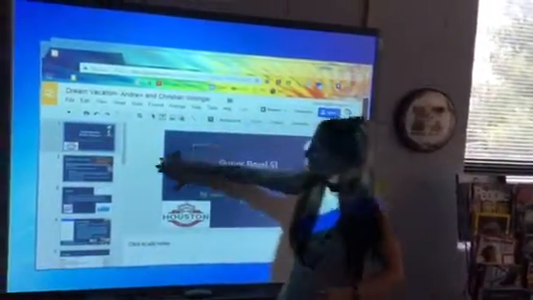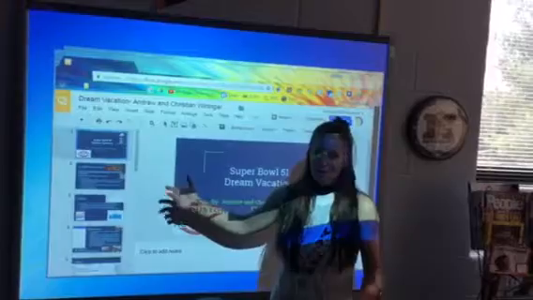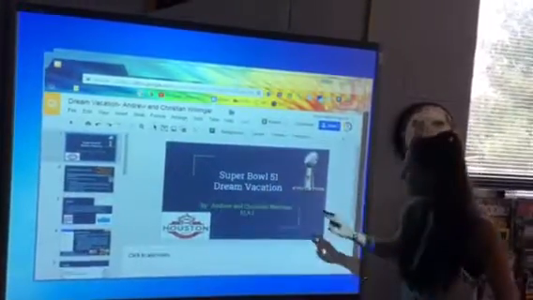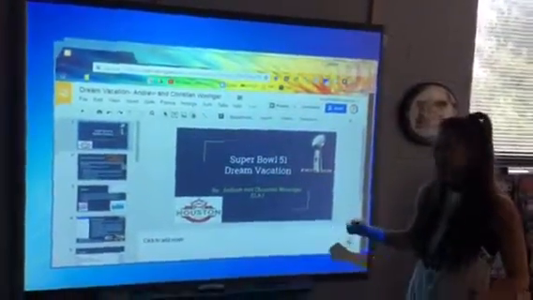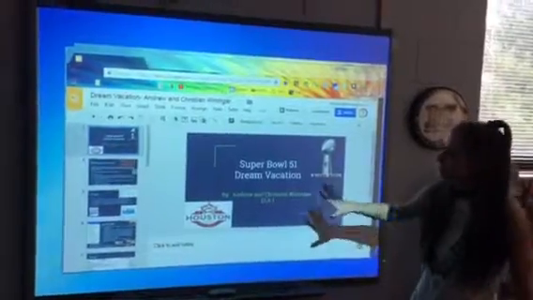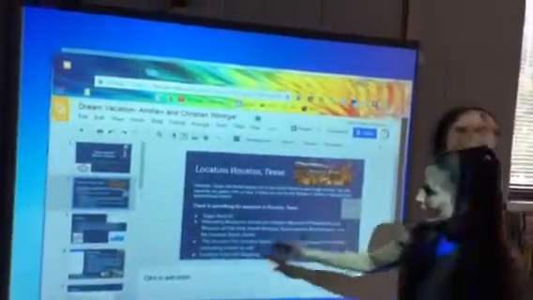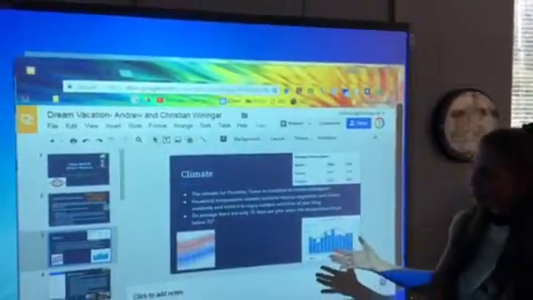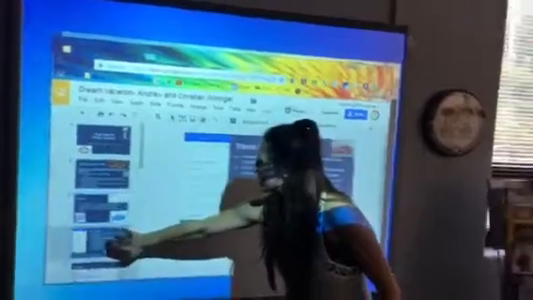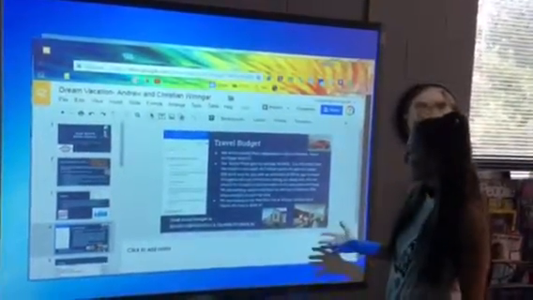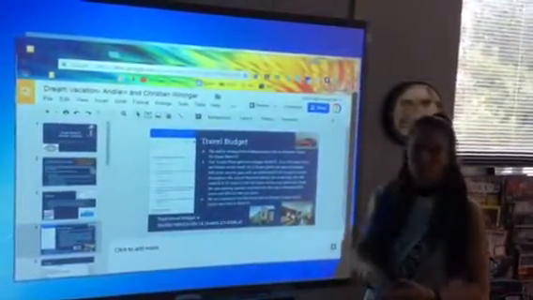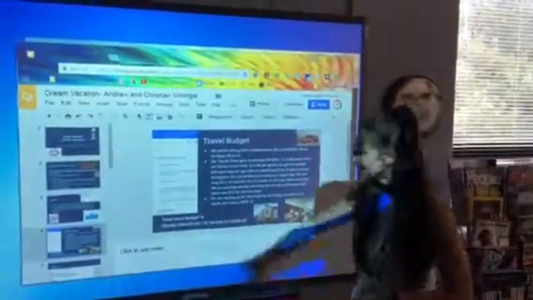So this is one student example from Mrs. Green's class. We all collaborated together, and this pair chose to do a Super Bowl 51 dream vacation. So this is a slideshow portion. It looks like they started out with the location that we were asking for. They included the climate, so we're asking for the weather as well. They had their travel budget completely mapped out. They had costs for food, they had other costs, they had transportation as well.